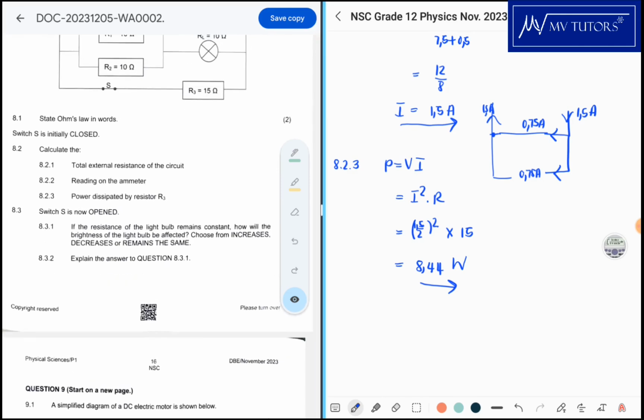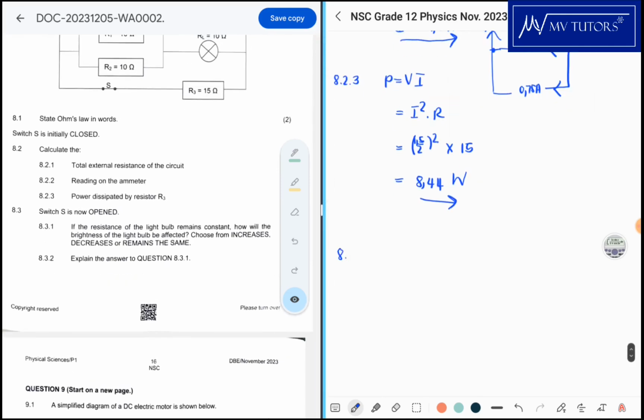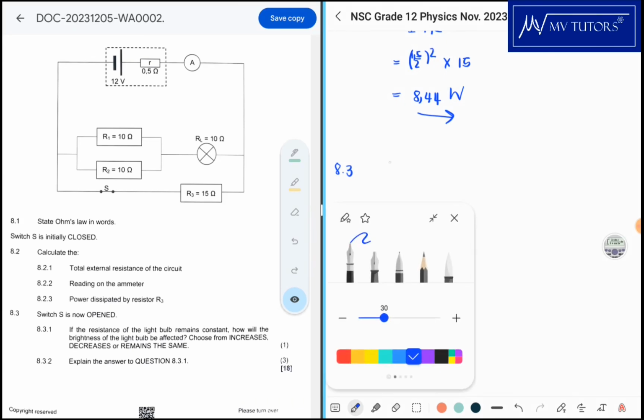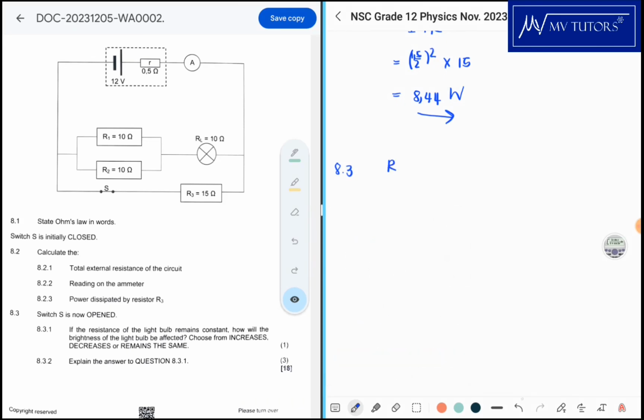Now we go to 8.3. Switch S is finally closed. No, switch S is now opened. If the resistance of the light bulb remains the same, how will the brightness of the light bulb be affected? Okay, so when it comes to brightness of light bulbs, so if we had these resistors connected in series, power would actually be directly proportional to the resistance.